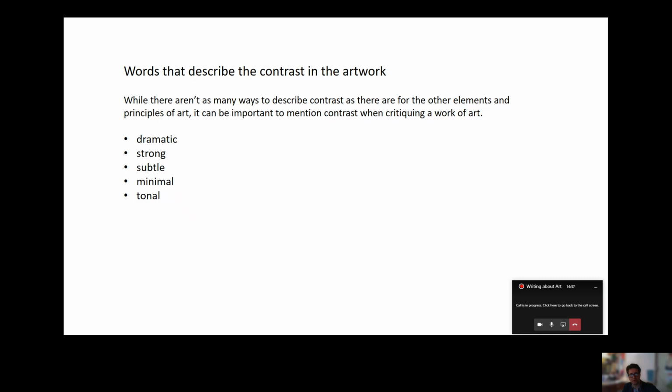Just to throw in a few other words at you: dramatic, strong, subtle, minimal, tonal. If you don't know what words mean, look them up. You've got Google at your fingertips, and I'm sure you have a dictionary in the house that'll help you to understand these words. Don't be afraid of admitting to yourself that you don't understand something. Just look it up. It doesn't take long.